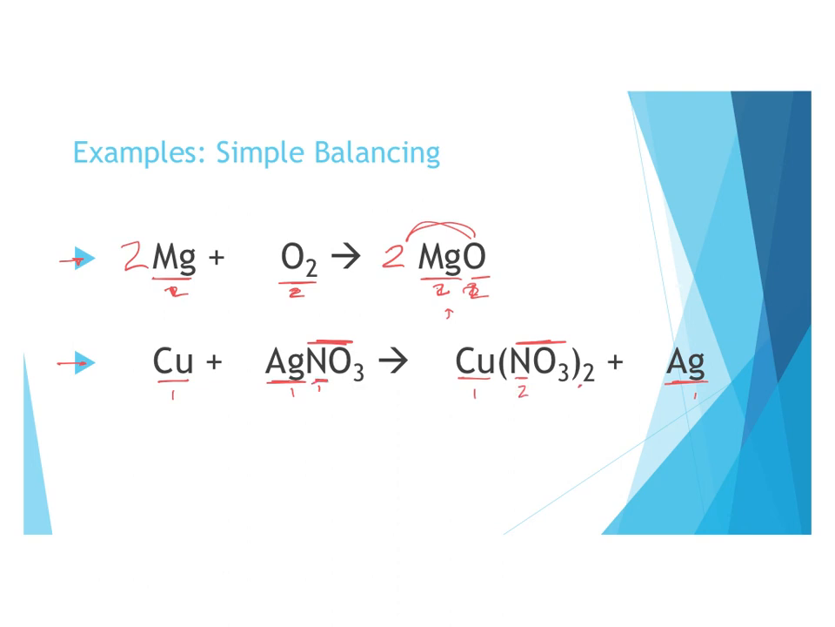Or if I want to do the whole thing, I've got 1 group of NO3 here, and on this side I have 2 groups of NO3. So I'm going to put a number out in front over here to make sure I have 2 NO3s on both sides. You'll notice that that just changed the number of silvers that I have. So I'm going to put a 2 over here to make sure I have 2 silvers on both sides. 1 copper, 1 copper. 2 silvers, 2 silvers, 2 nitrates, 2 nitrates.